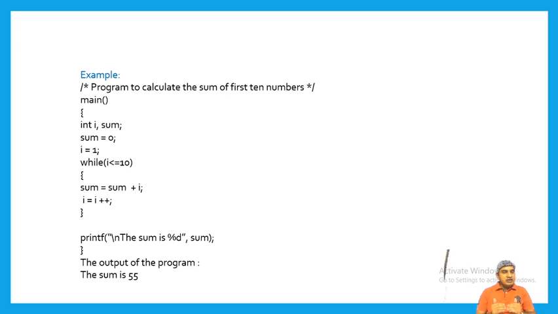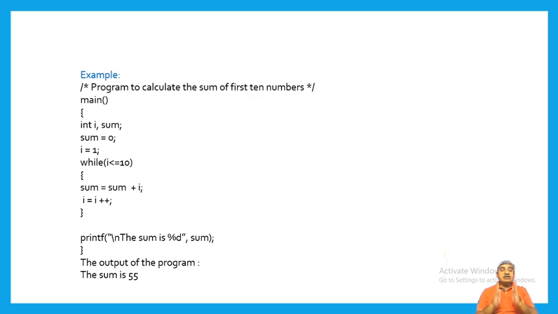So again sum is equal to sum plus I. Now sum is equal to 1. Okay, and I is equal to 2, so 1 plus 2. Now sum became 3. Okay, now I is again incremented by 1. Now I became 3. Okay, now I is less than or equal to 10, so again the body of the loop is executed until I is no longer less than or equal to 10.